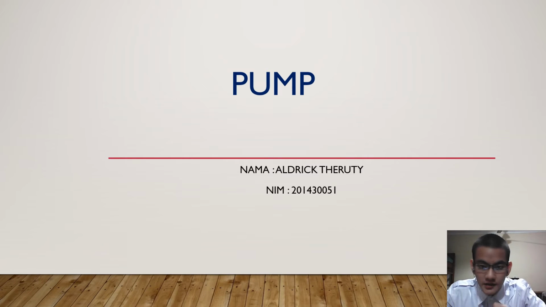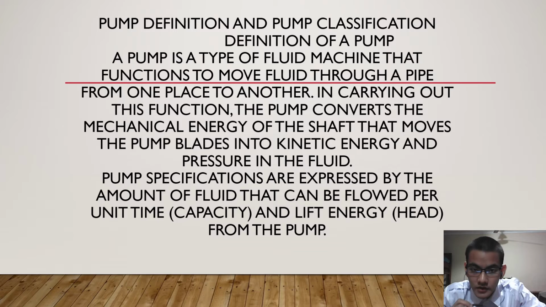Okay, let's begin. Pump definition and pump classification. Definition of a pump. A pump is a type of fluid machine that functions to move fluid through a pipe from one place to another. In carrying out this function, the pump converts the mechanical energy of the shaft that moves the pump blades into kinetic energy and pressure in the fluid.